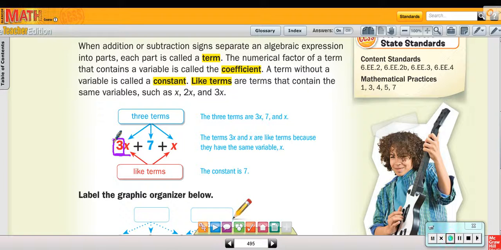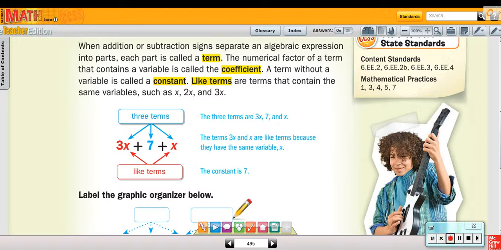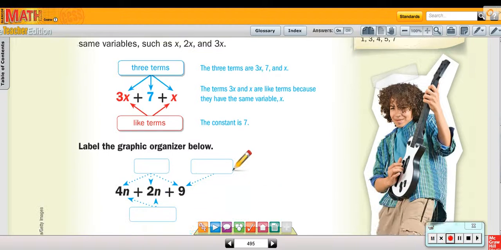It's the number in front of that variable. We've talked about constants. Constants are just plain and simply the numbers. It's a number that doesn't have a variable, it's just a plain regular number. And then like terms would be terms that have the same variable or two constants. So in this expression, 3x and x would be considered like terms. Look at the graphic organizer. Let's see if we can fill in the correct vocabulary there.